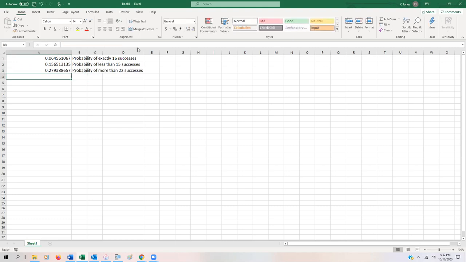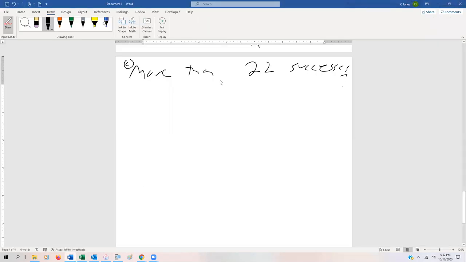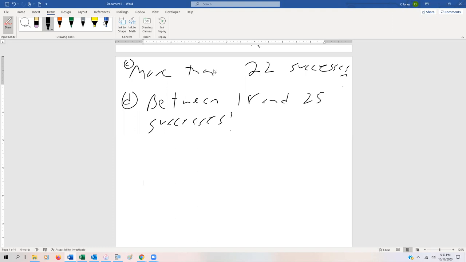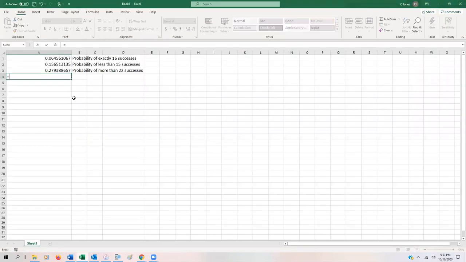And then let's say we want between. Right? So let's say for some reason, I want for letter D, let's say between 18 and 25 successes. All right, and to figure that out, what we're going to do is we're going to do high minus low. Okay, so that's going to be equal to Poisson of, we said 25 was the highest, 20 is the mean, and we want true, minus Poisson of 18 comma 20 comma true again. Right? And this is our probability of between 18 and 25 successes.